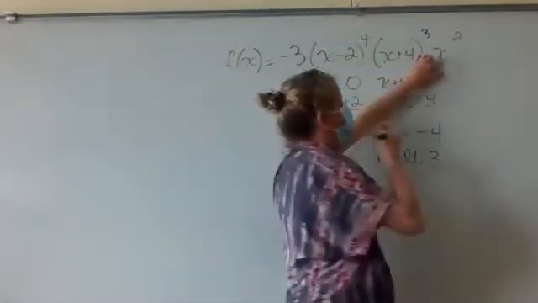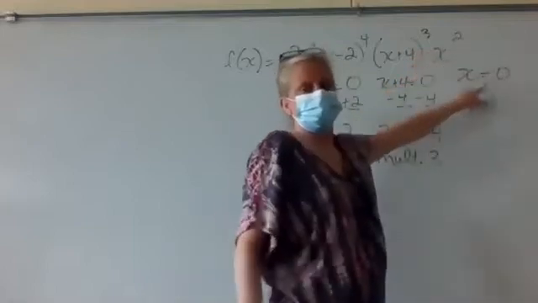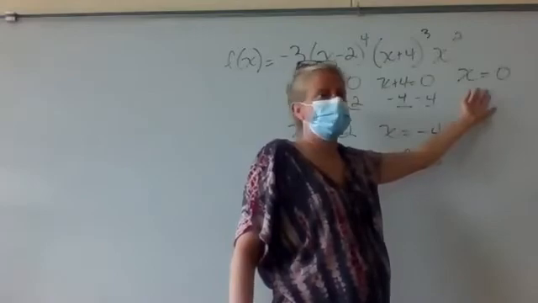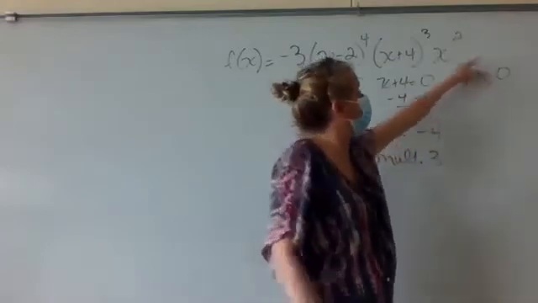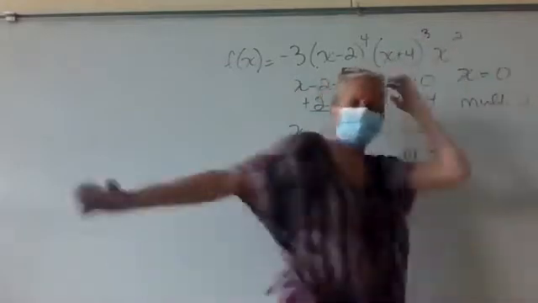And here's another factor with an x. So if I set that factor equal to 0 and solve it for x, it's already solved once you set it equal to 0. So 0 is another 0, and its multiplicity is 2.